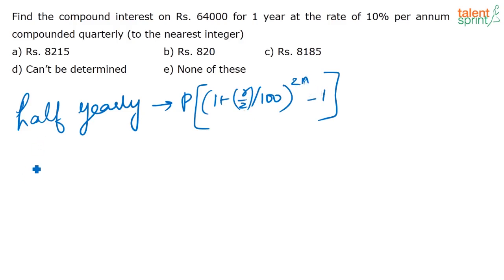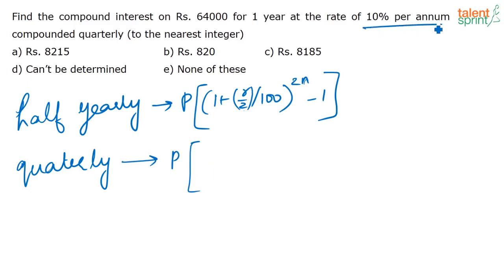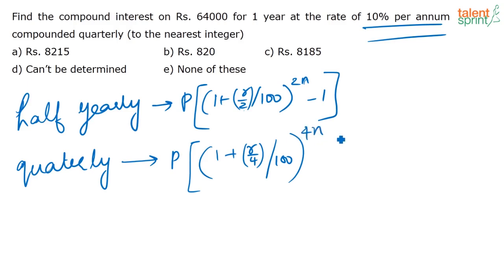Similarly, if you are calculating the compound interest quarterly, what does that mean? Every quarter you are calculating the interest. So your formula will become what? Again R is the rate of interest per annum, even in this question. So per quarter, the rate of interest will be R by 4, divided by 100, whole to the power. How many times is it calculated in 1 year? The interest is calculated 4 times. So 4n. That will be your compound interest.